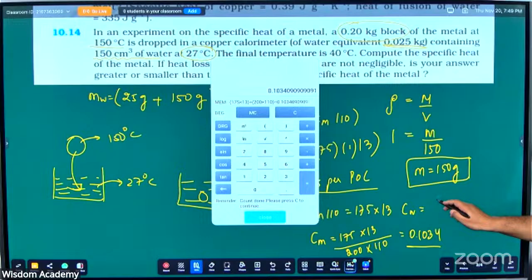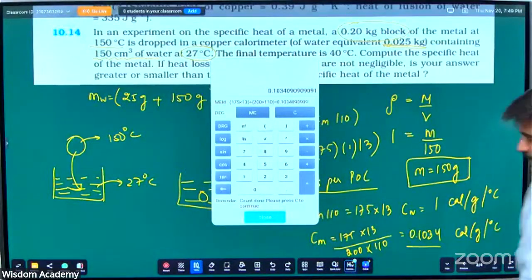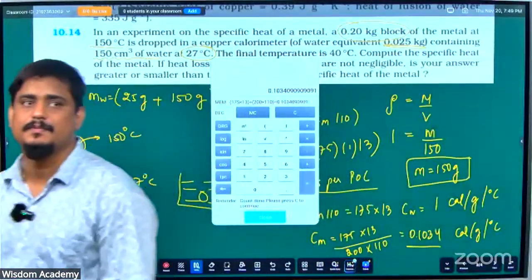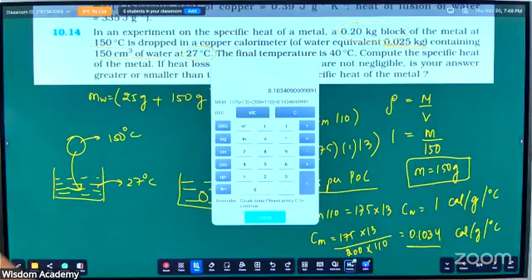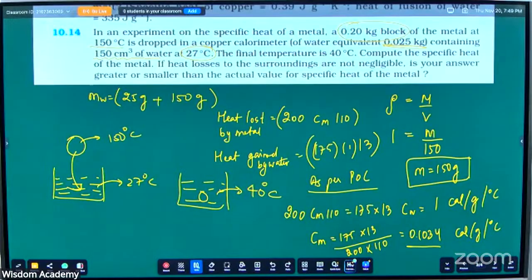I'll repeat that. So it is joule per kg per degree Celsius. Now it will become calorie per gram per degree Celsius. So the answer is 0.1034 calorie per gram per degree Celsius. This is the answer. If you are asking, yes, not ergs you are thinking. No, in this case it is calories. Okay. So now what are you asking, Raghav? This is how it came, you're asking.